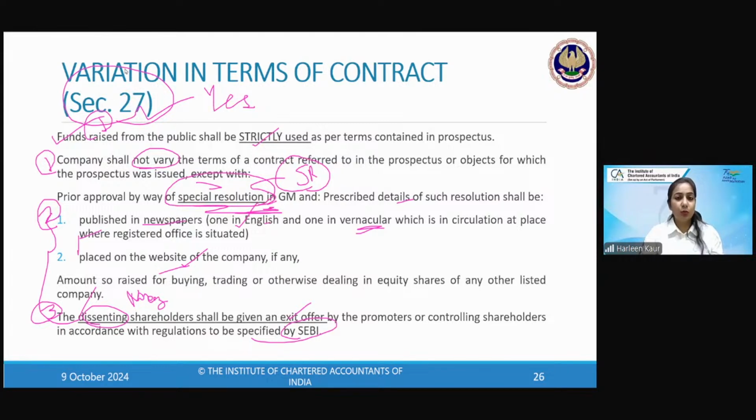So there must be rule 7 in this. Why is this not going? Okay.